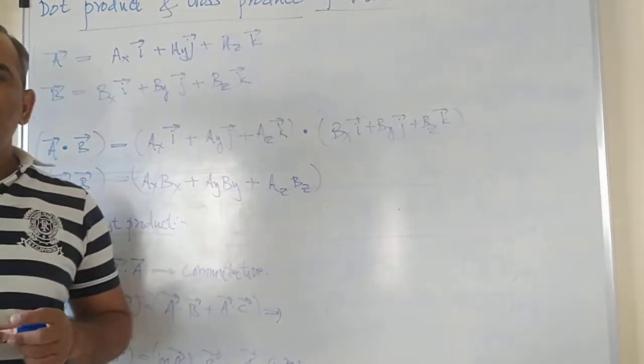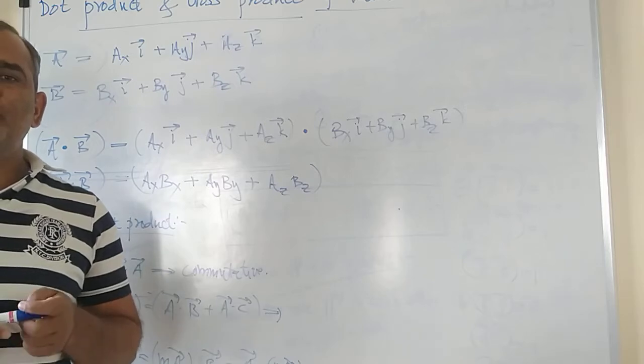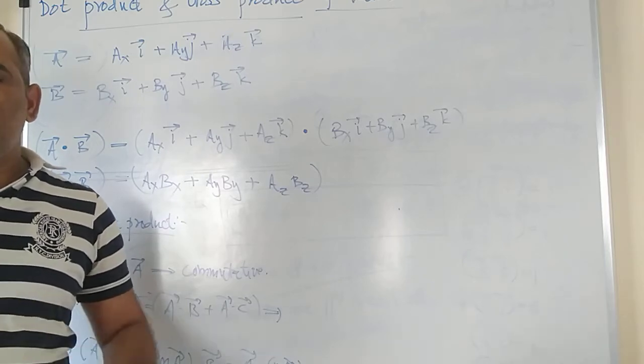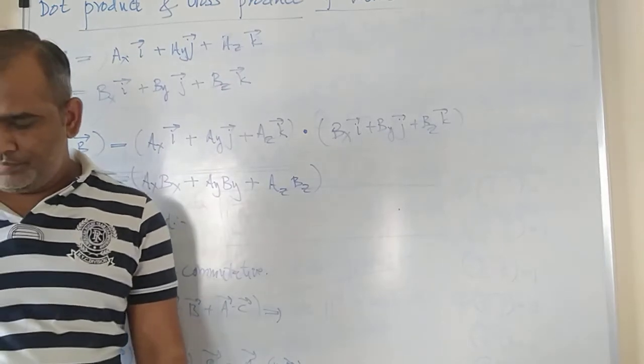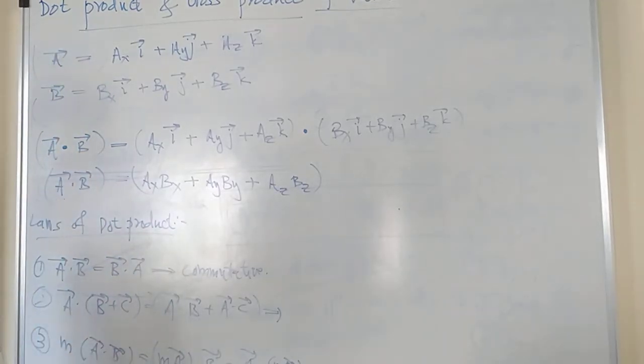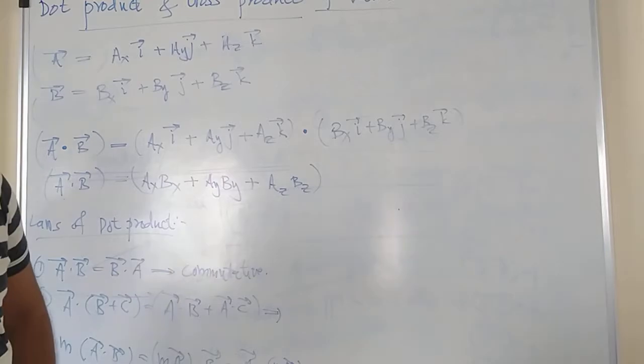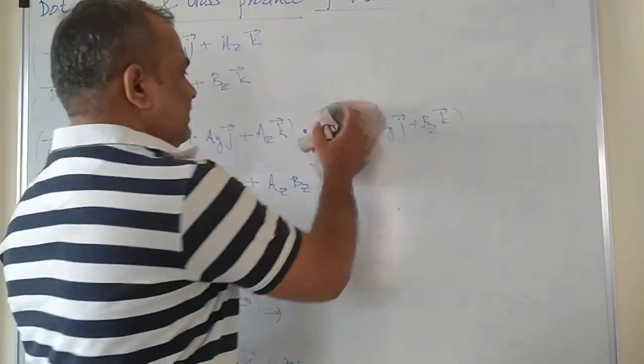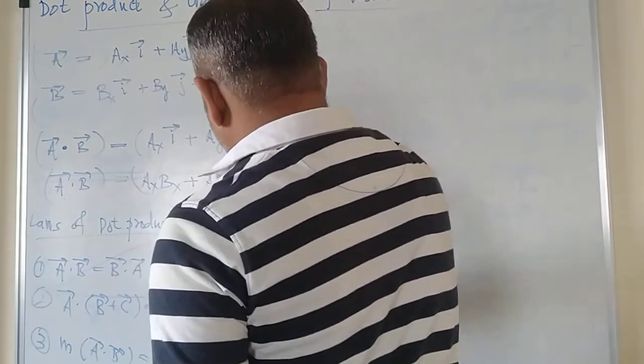One is commutative, it follows commutativity. Second, it follows distributivity. And the third one, if you multiply by a scalar, you can multiply to the first vector or the second vector, whichever you wish, and that will give you the same result.